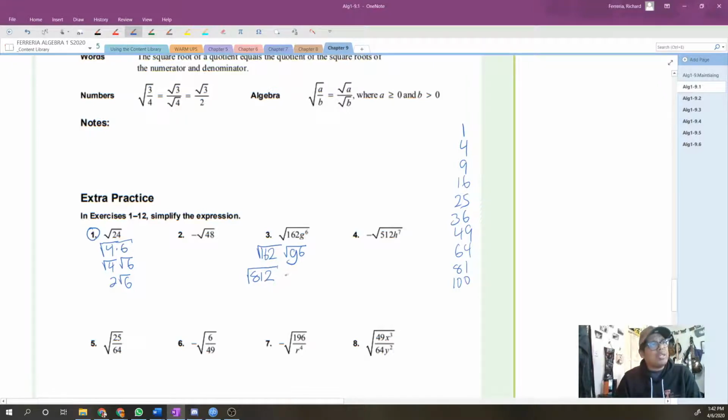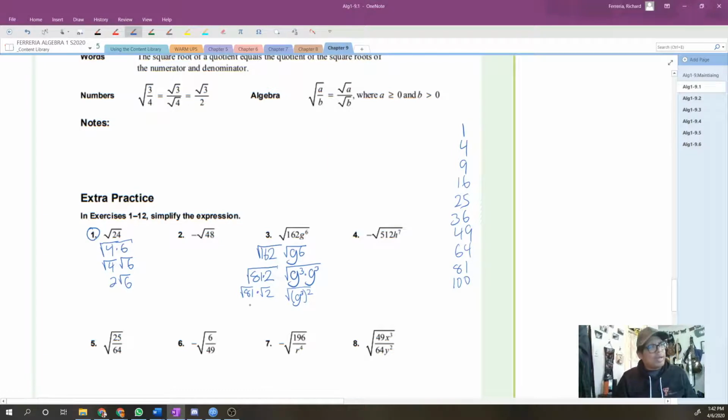And then how about g to the 6th power? Isn't that just the same thing as g to the 3rd power times g to the 3rd power? Yeah, it is. 81 times 2 is the same thing as the square root of 81 times the square root of 2. And this is the square root of g cubed squared. Basically, you're always dividing that power by 2.